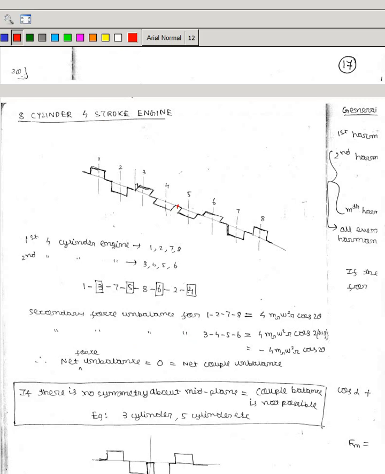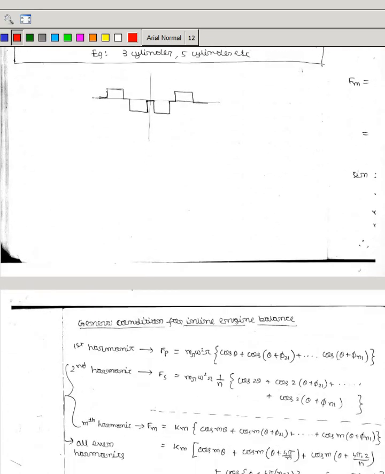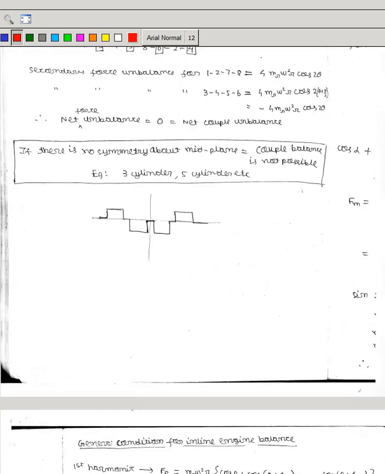So we have seen two popular inline engines, the 5-cylinder 2-stroke, 6-cylinder 4-stroke and 8-cylinder 4-stroke. So let us stop here for the time being.